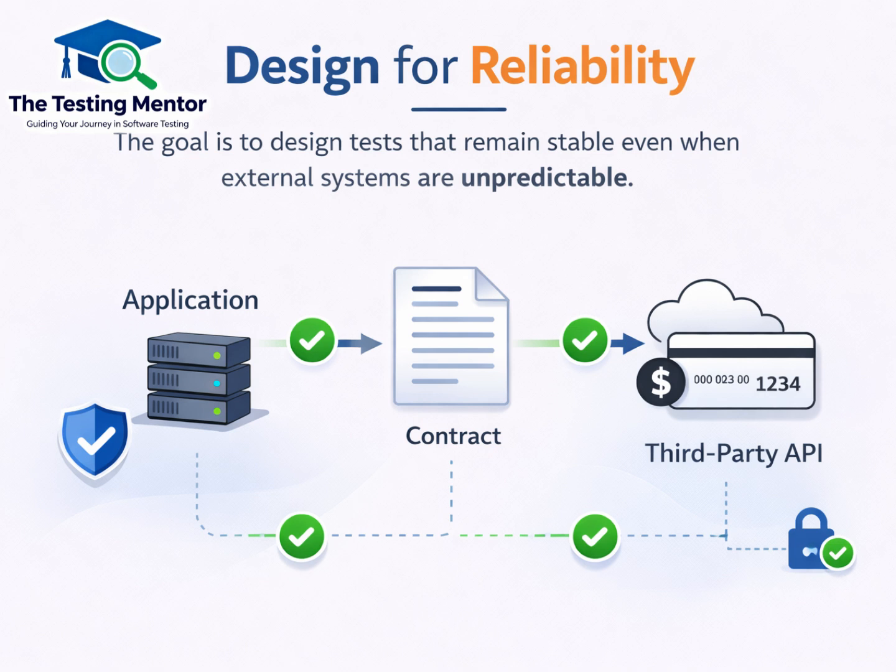In an interview, you can structure your answer like this: understand the integration point, avoid calling the real API in every test, use mocking or service virtualization, validate API contracts, test failure scenarios and edge cases, validate rate limits and retry logic, run limited tests against the real API, ensure observability and monitoring. This shows system level thinking.